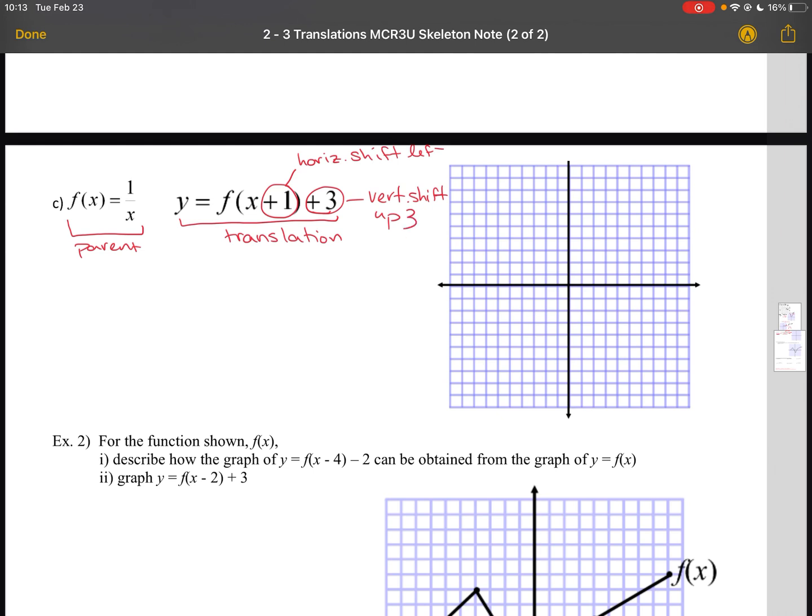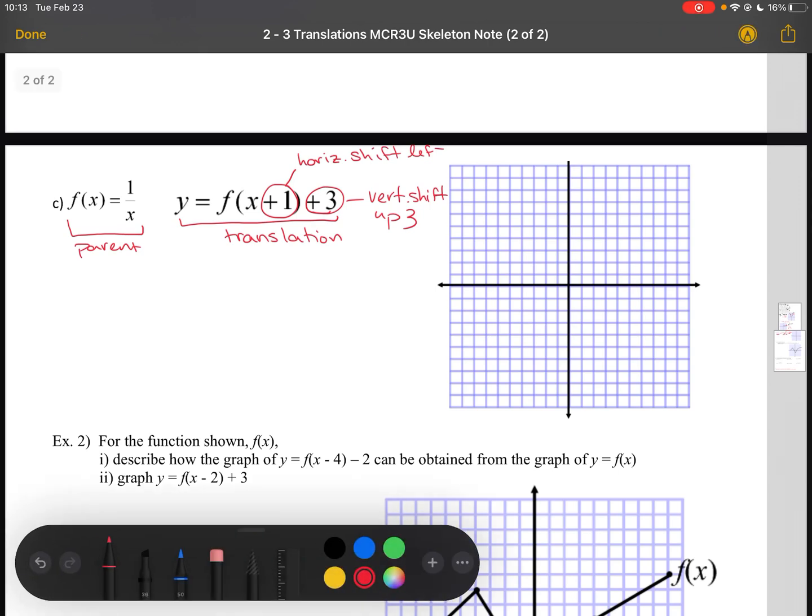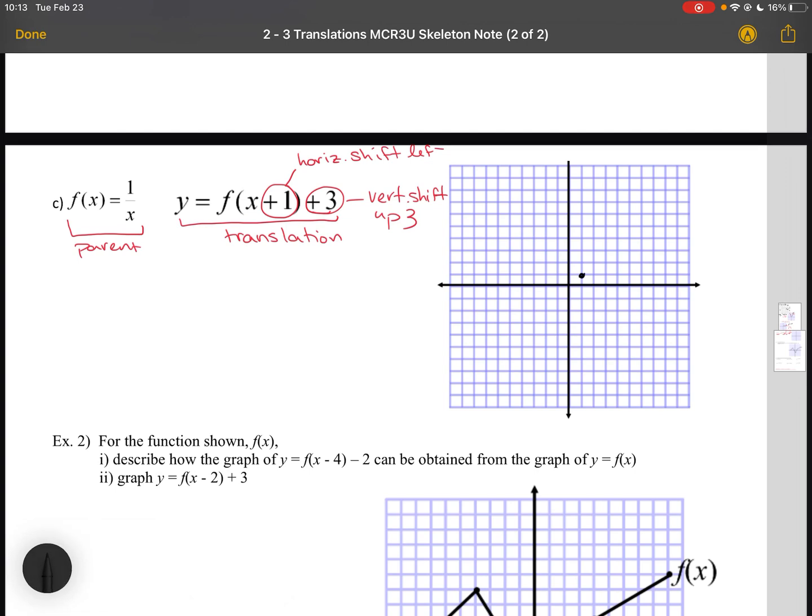Now I know my parent function has a point at (1, 1) and (negative 1, negative 1). And I know that it goes sort of down like this and up like this. This is my parent function. And I also know that I've got asymptotes on my axes. So I'm just going to sketch those in there so we can see what we're moving. So we've got y equals 0 and x equals 0. Now what it says is a horizontal shift left 1 and a vertical shift up 3.